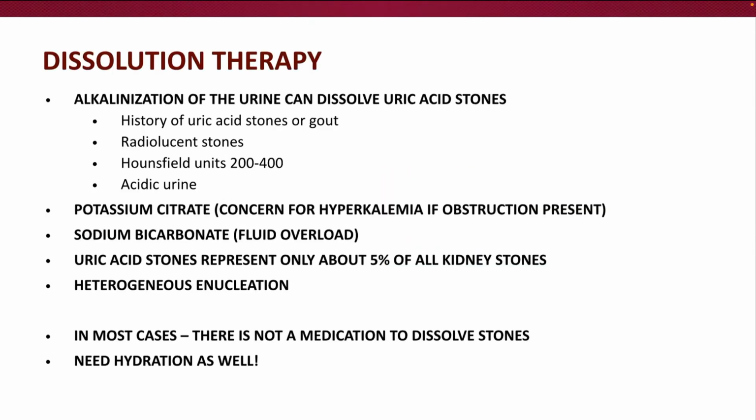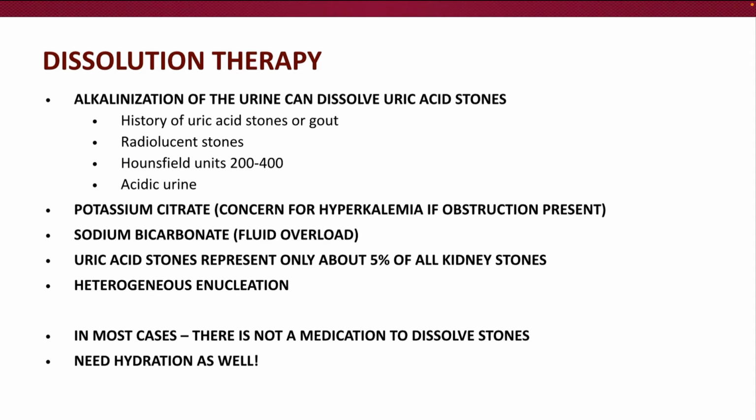But what do we really have? Alkalinization of the urine can dissolve uric acid stones. So if a patient has a history of uric acid stones or gout, the stones are radiolucent, or the Hounsfield units are low on CT. When you measure them, if they're 200 to 400, they're much more likely to be uric acid, and you see acidic urine. If you have all of those things, you could think about, is this a uric acid stone? Can I treat this medically? You treat them with potassium citrate, which would be the first choice treatment.